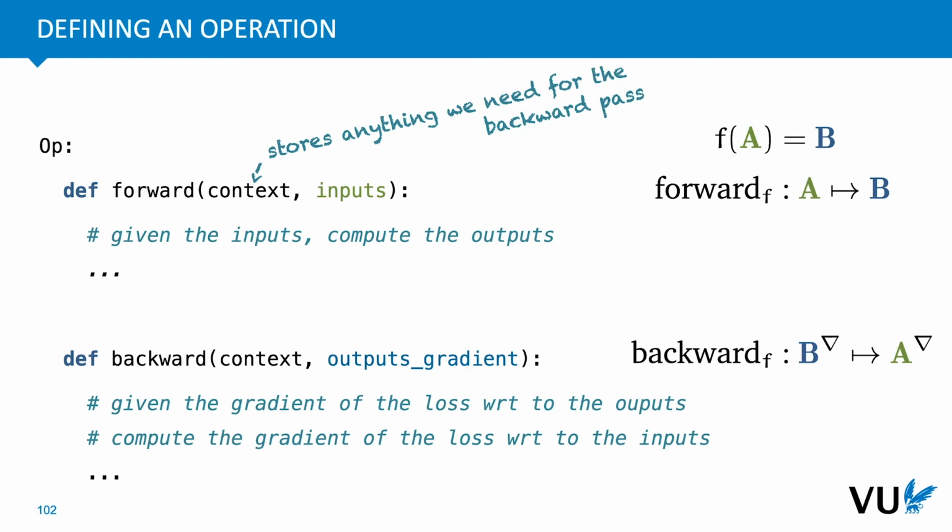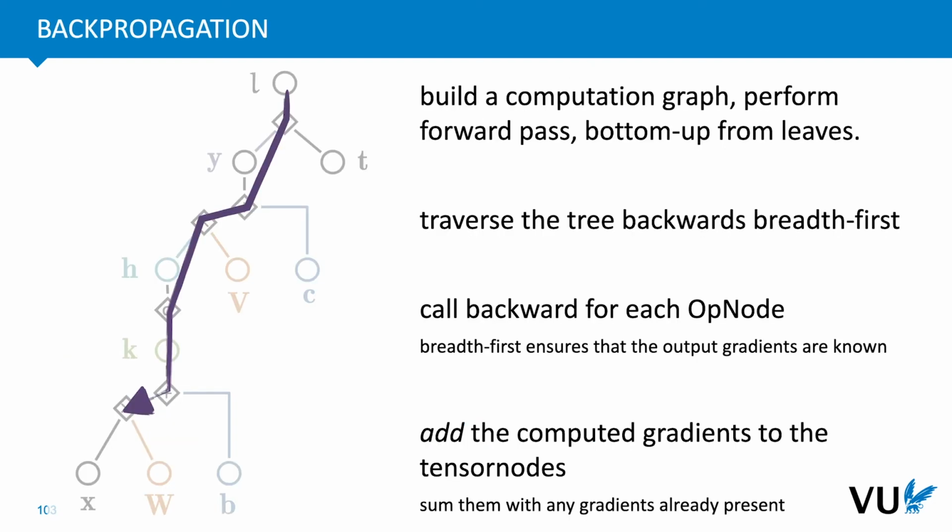But now, with all of this in place, we have op nodes, tensor nodes, and definitions of ops. We can build our computation graph, perform the forward computation, and then given that computation graph, we can start at the loss node, traverse the tree backwards, breadth first, call backward on each op node, and since we're traversing breadth first, we know that the gradients for the outputs have already been computed, so we can pass those to the backward function of each op node so that it produces the gradients for the inputs. And if we do the whole tree breadth first like this, we can set all the gradients of all the tensor nodes in the tree.